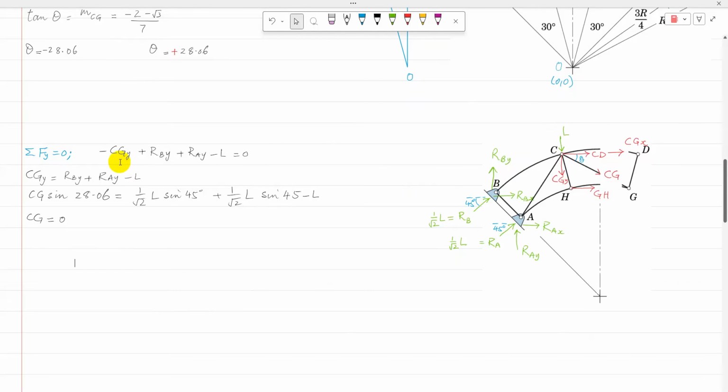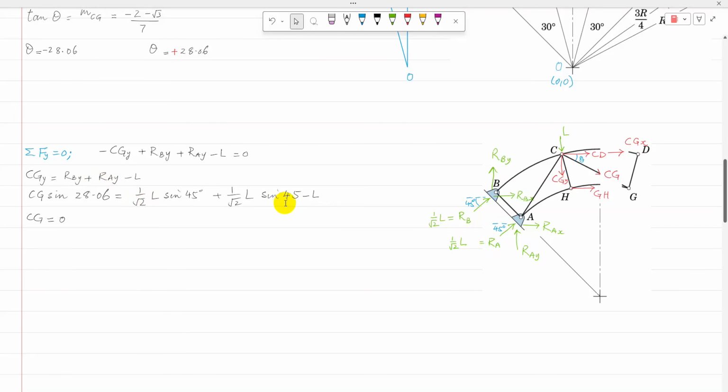So now sigma Fy equal to 0. Then CGy is negative, RBy is positive, vertically upward, RAy is positive, vertically upward, and the load is acting downward, so that is minus L, equal to 0. So CGy is written as RBy plus RAy minus L. RBy is 1 over root 2 L sine 45, and the other one, RAy, is 1 over root 2 L sine 45.